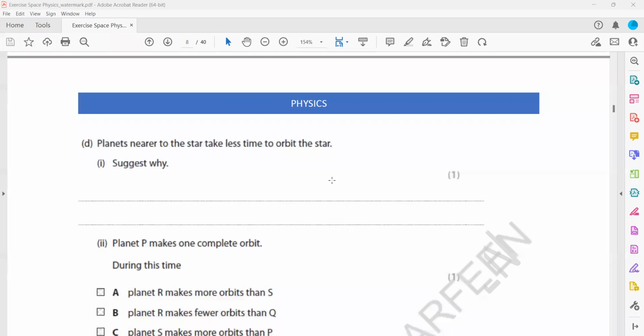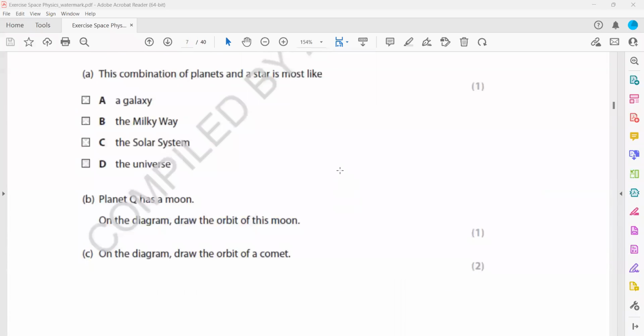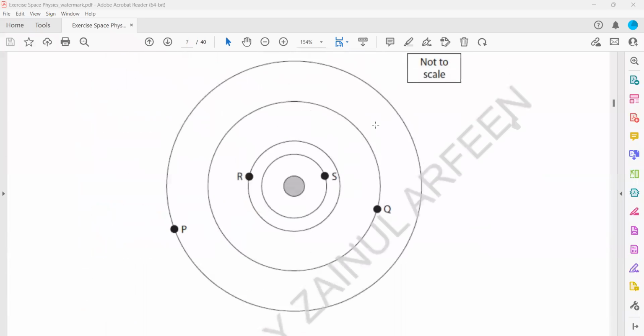Planets near to the star take less time to orbit the star. So, which planet will take a shorter time to move around the star? S. So S will take a shorter time, and the reason is that it will have low potential energy and greater kinetic energy, so it will move faster. Because it's closer, potential is low so kinetic will be high, or closer, it's covering a short distance.